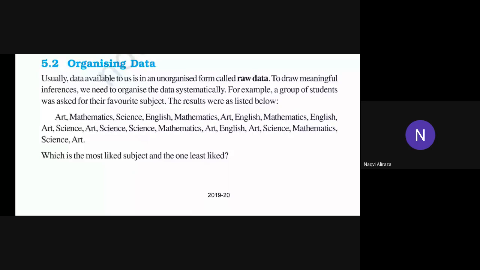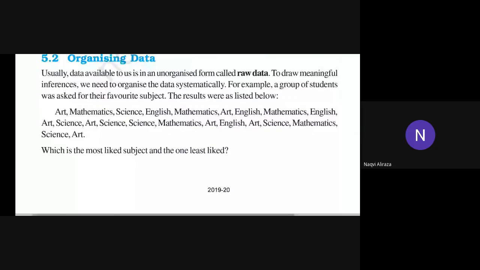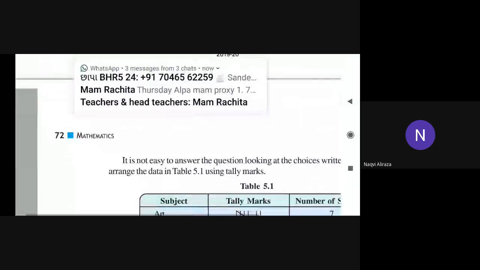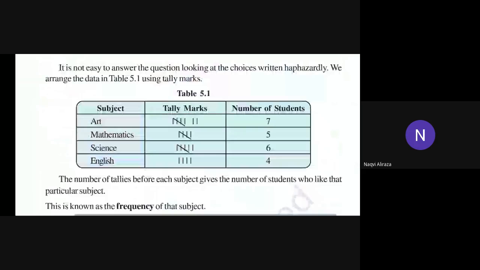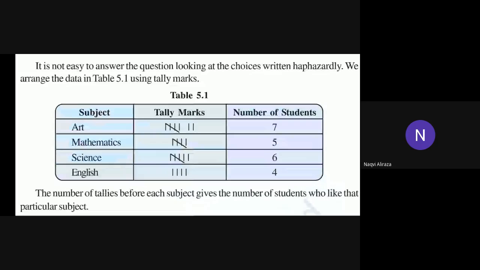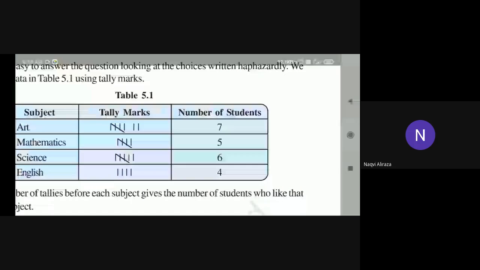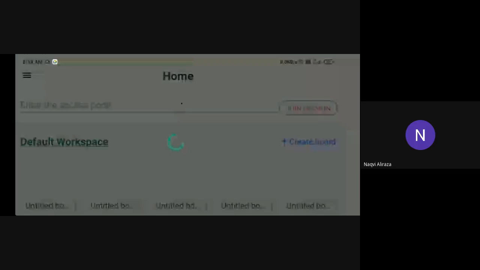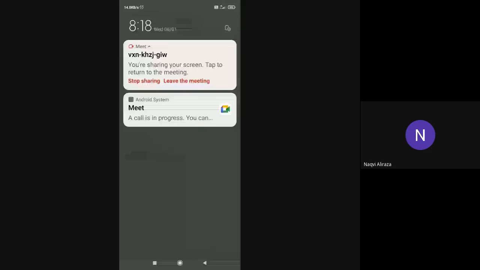Now we have to represent this data as one organization, and how can we do this? You can see here. First of all, we have to make tally marks. What is the meaning of tally marks? Tally marks is very simple in concept. Please see here on the live board, and then after we will complete this example.